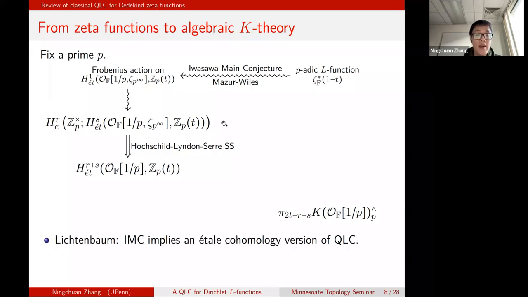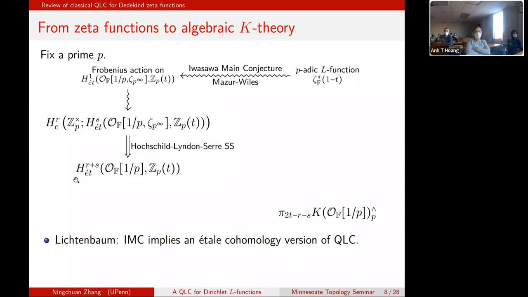And it was then, in the early days, Lichtenbaum who observed that the Iwasawa main conjecture implies the étale cohomology version of the Quillen-Lichtenbaum conjecture, which I will show on the next slides.